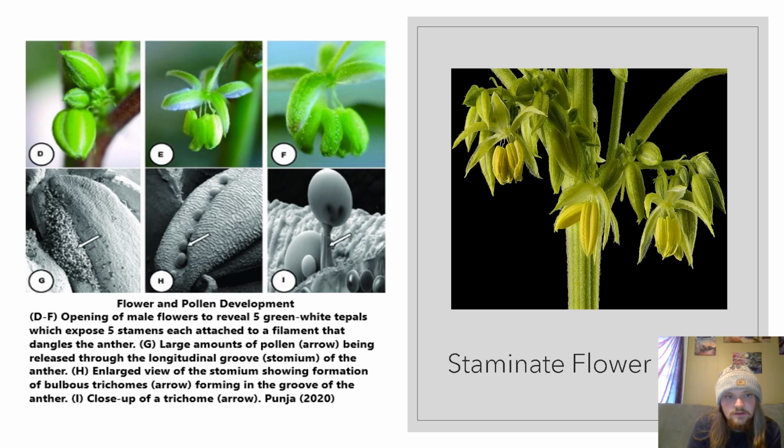And in H, you can see an enlarged view of the stamen showing formation of bulbous trichomes, and that's forming in the groove of the anther. And then I is essentially a close-up of a trichome. And that's just essentially the process the staminate flower goes through to release pollen.